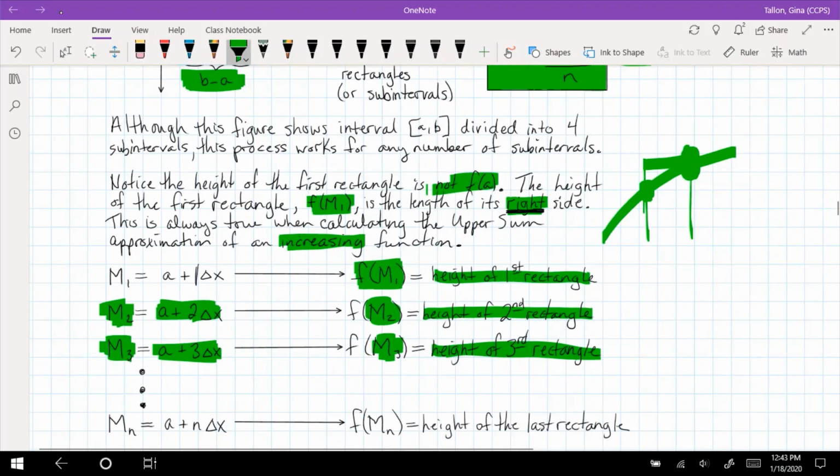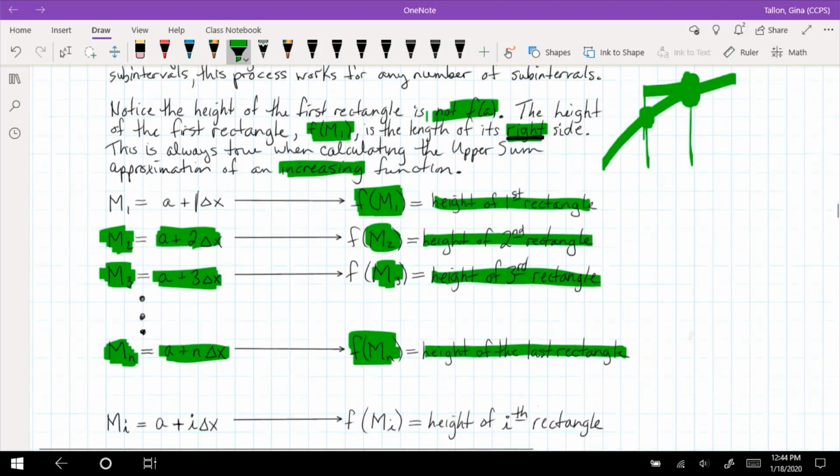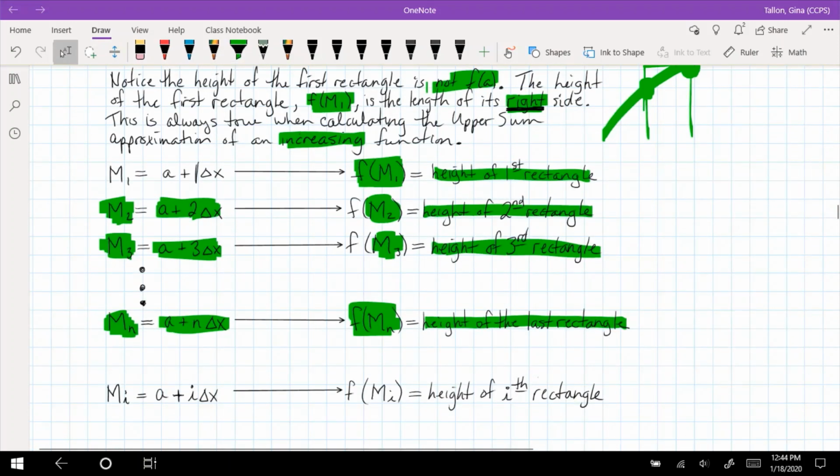So m sub n is equal to a plus n delta x, and if you take that value and plug it into the function, you get the height of the last rectangle, because we have n rectangles. So f of m sub n gives you the height of the last rectangle. All right, so let's get some kind of a formula built here.